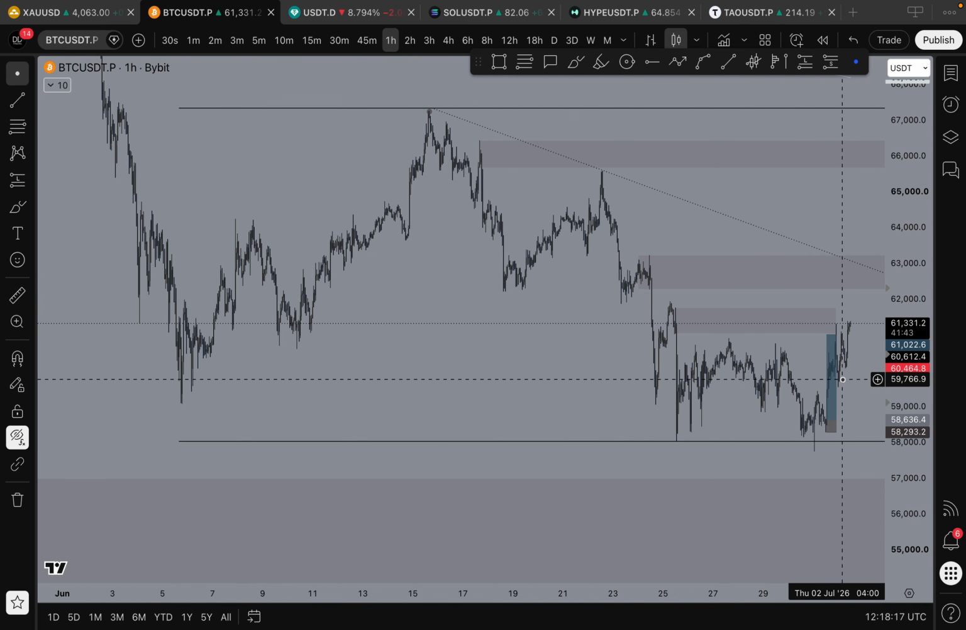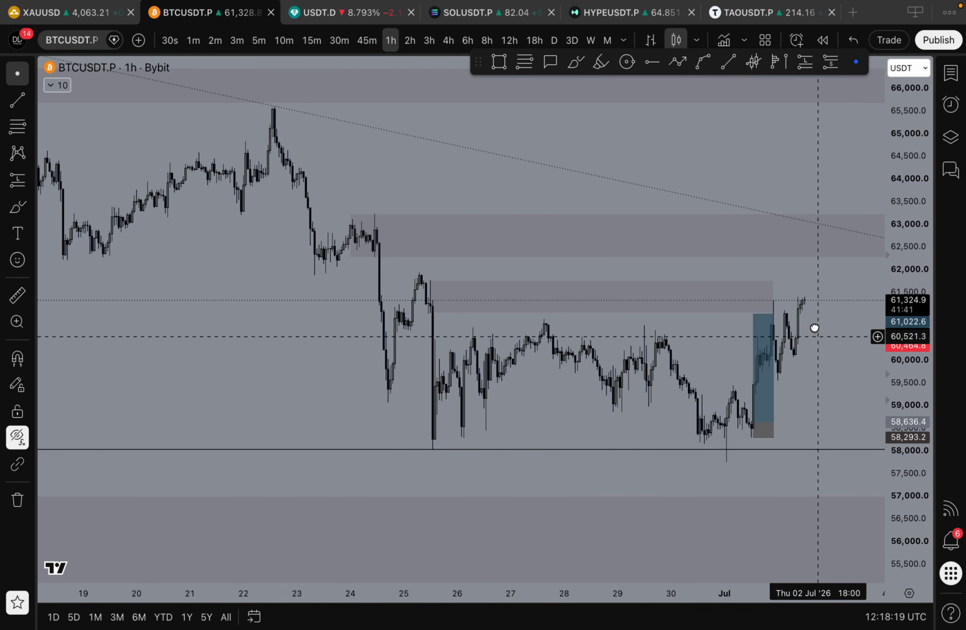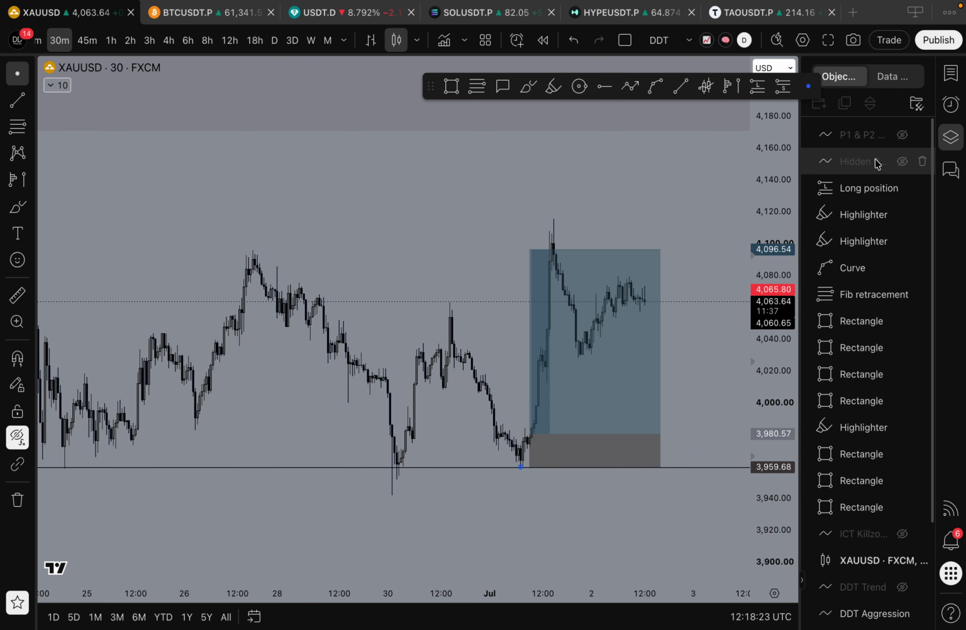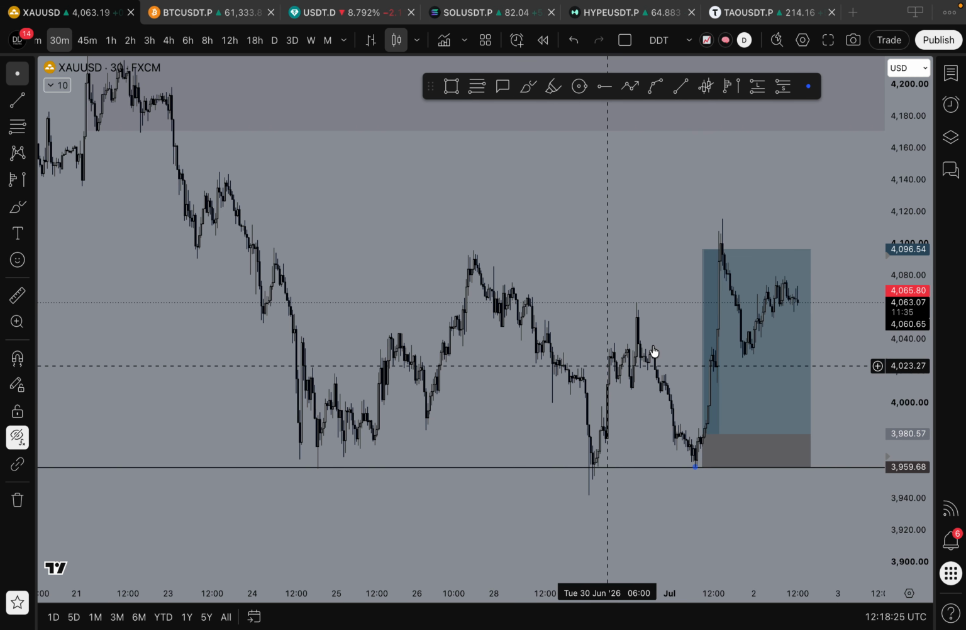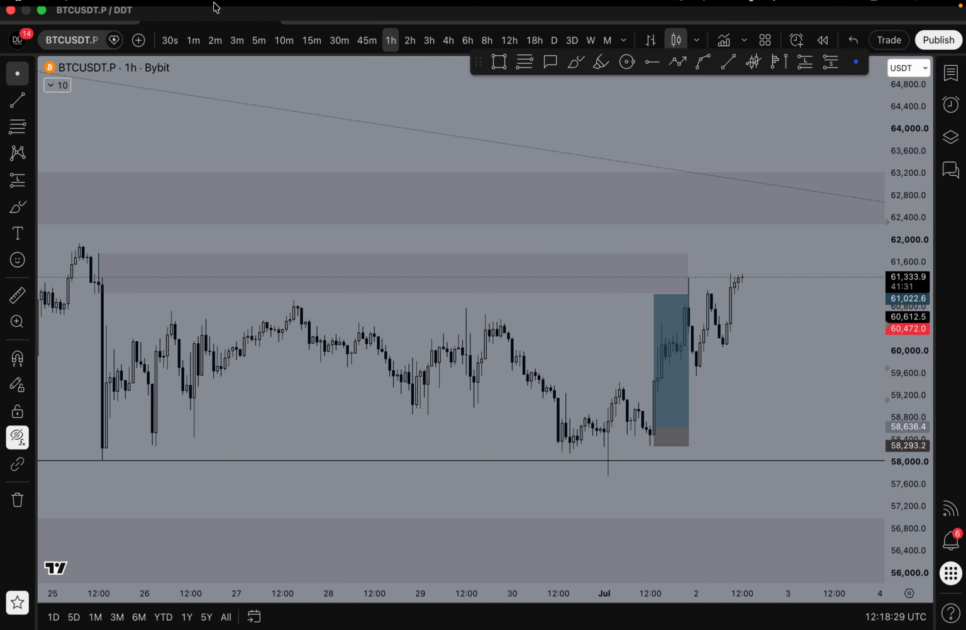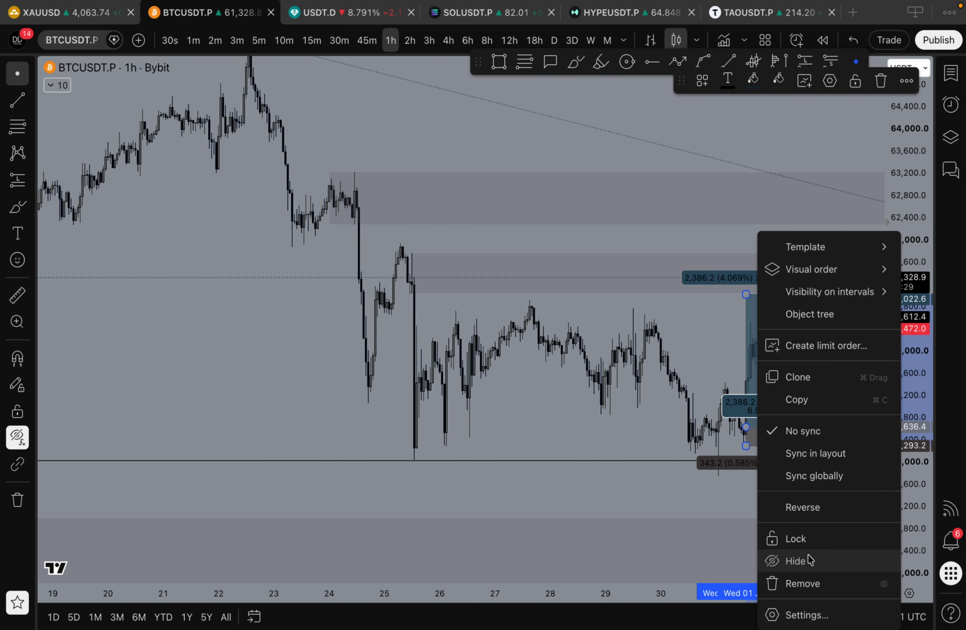Okay, so time for a quick recap of the longs I took yesterday on BTC, which was this one, and on gold, which was this one. Both very similar trades and bread and butter setups. So let's discuss them quickly.